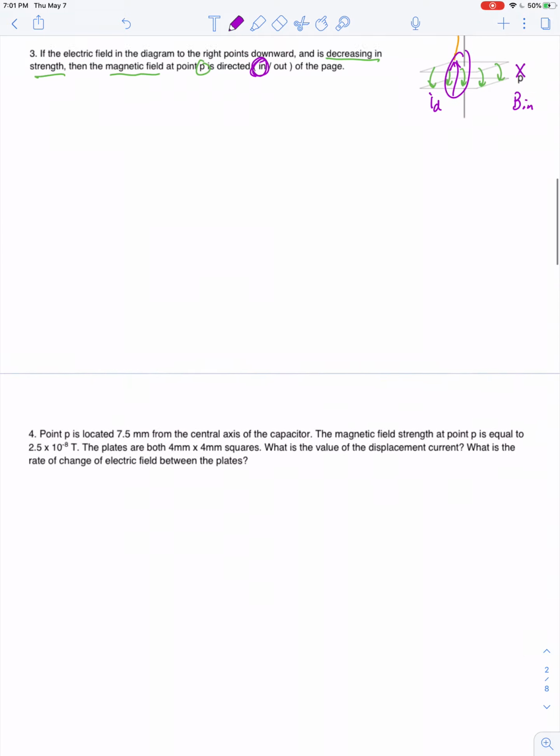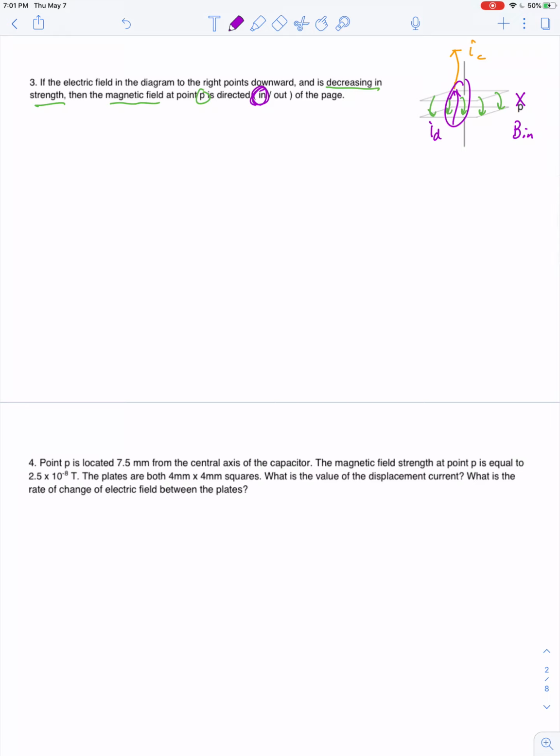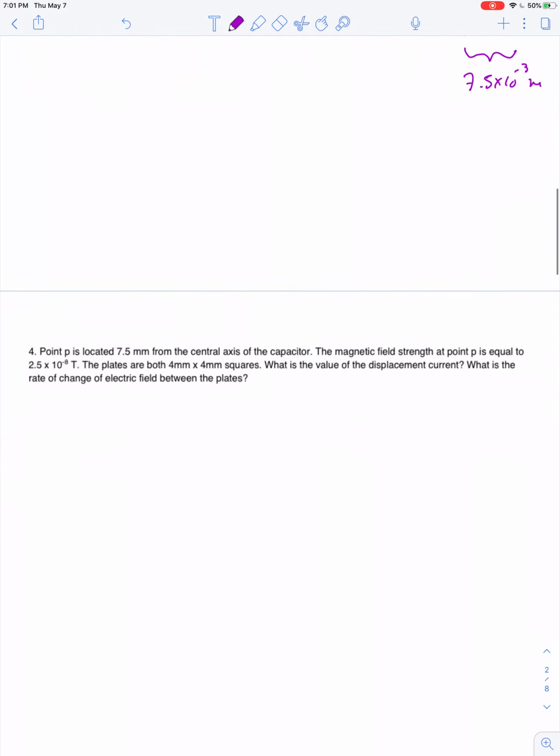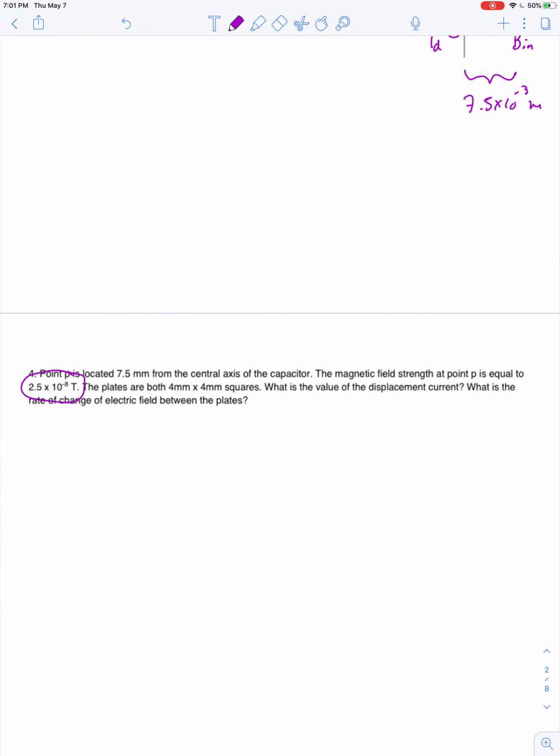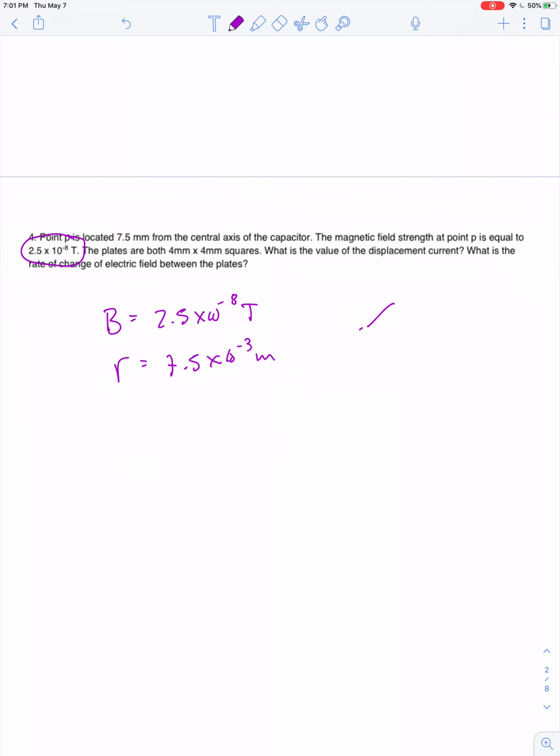Point P is located 7.5 millimeters from the central axis of the capacitor. So this is referring to the same problem. So this is 7.5 times 10 to the negative third meters. The magnetic field strength is equal to 2.5 times 10 to the negative 8 Teslas. We'll say R equals 7.5 times 10 to the negative third meters. The plates are 4 millimeters by 4 millimeters. What's the value of the displacement current?